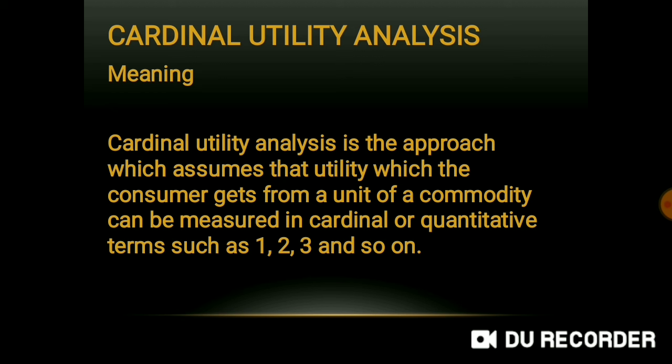So this means that whenever a consumer buys a commodity, he normally buys that commodity in order to get satisfaction or in order to get utility. So according to the cardinal utility given by these economists, that is Pareto and Alfred Marshall, the utility can be measured or expressed in terms of numbers, that is utility can be given a number to it. So that theory is what is known as cardinal utility analysis.